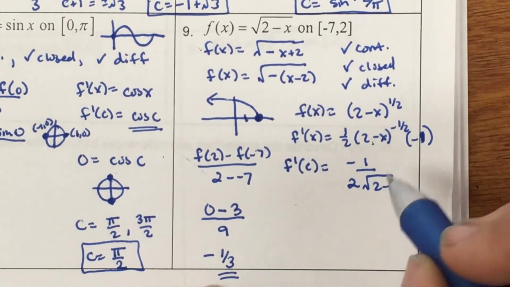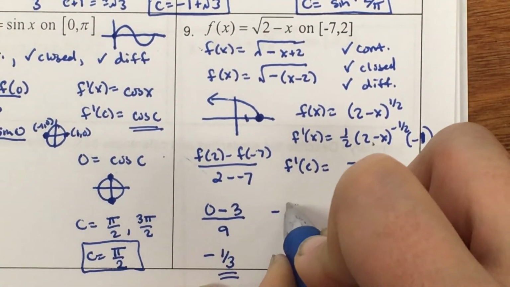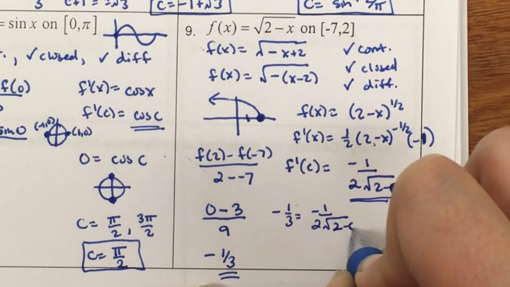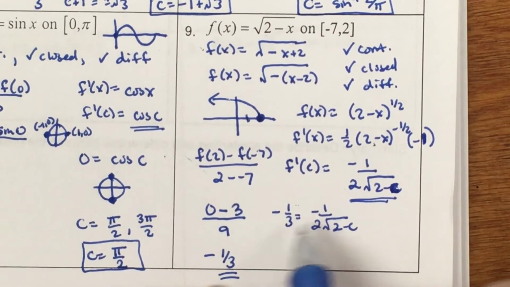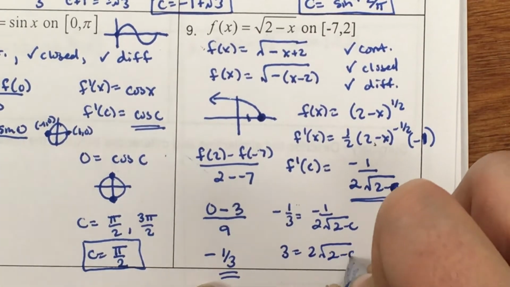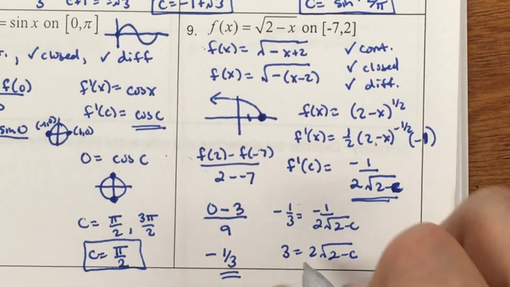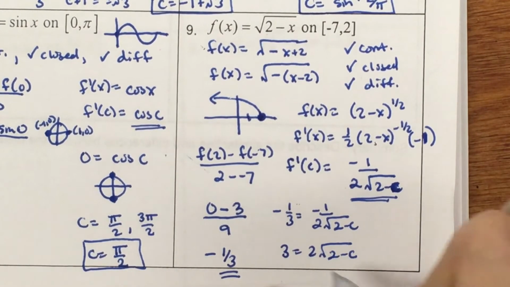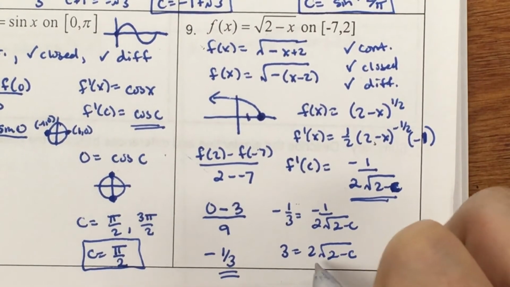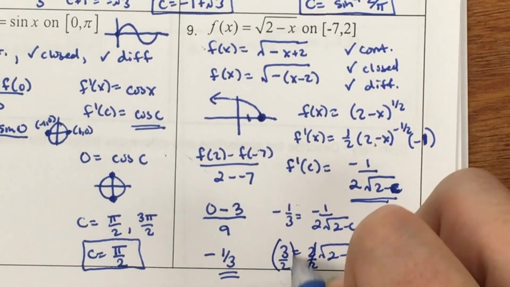And then this piece here should equal this piece over here. So we've got negative 1/3 equals negative 1 over 2 square roots of 2 minus c. If the numerators are equal, then the denominators are equal. So I can say 3 equals 2 times the square root of 2 minus c. I've got to start writing small here. Should I square both sides now or divide by 2? I think I'll divide by 2. So if I divide both sides by 2, those cancel. And then I'll go ahead and square both sides.